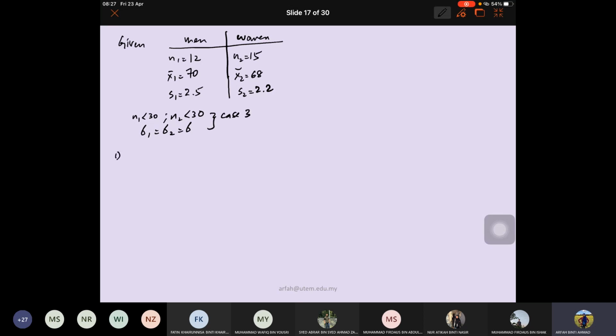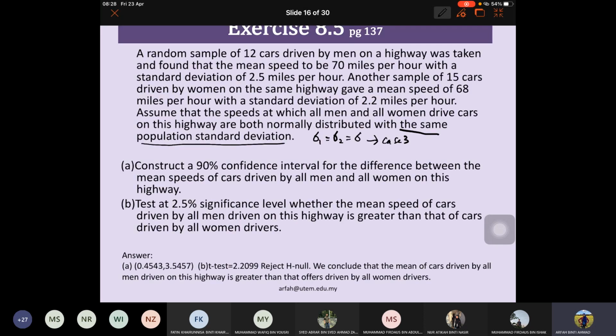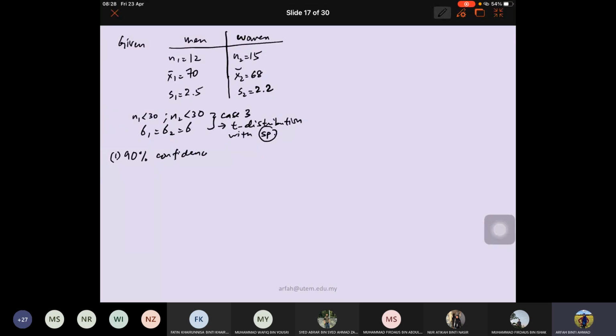Okay, so it will follow T distribution with SP. Dia akan ada pool standard deviation, cara nak kira. So the first question dia kata 90% confidence interval. Okay, 90% confidence interval, okay, for difference of mean.